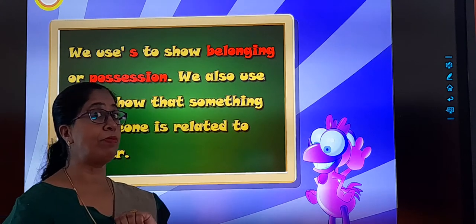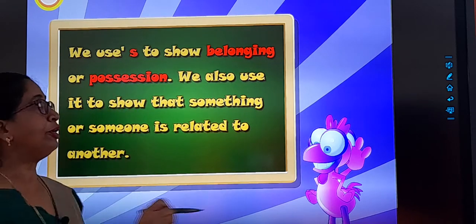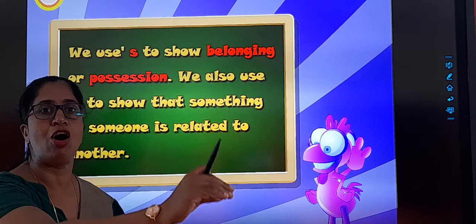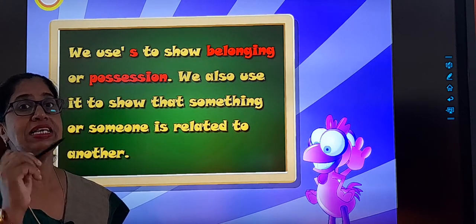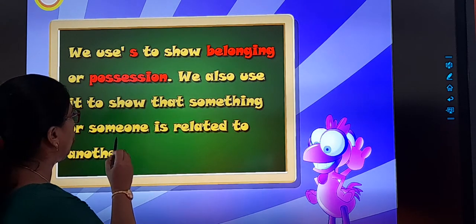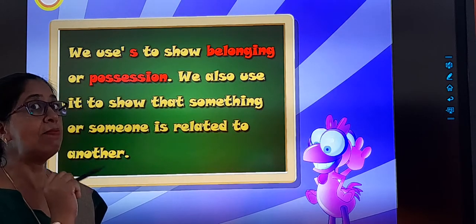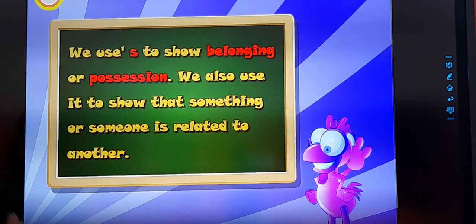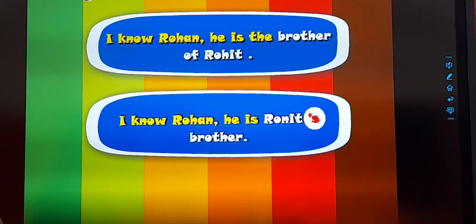So one more thing you have to remember. You can use this apostrophe S not only to show that so and so thing belongs to someone, like the pen belongs to Annie, Miss Annie's pen. You can also use this apostrophe S to show that someone is related to another. An example will be given right now. Watch it carefully. Example: I know Rohan. He is the brother of Ronit. I know Rohan. He is Ronit's brother.